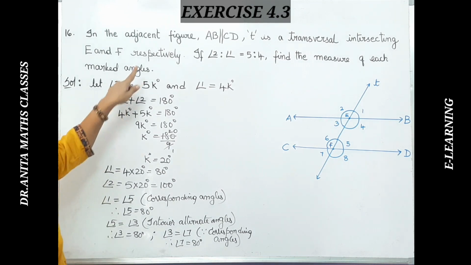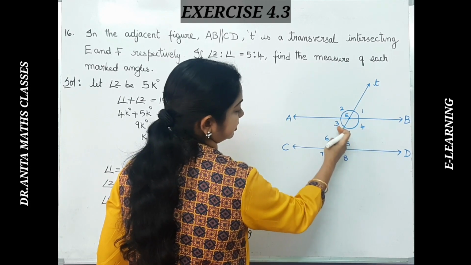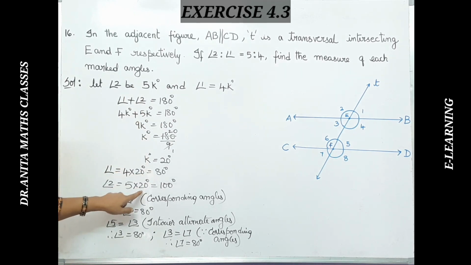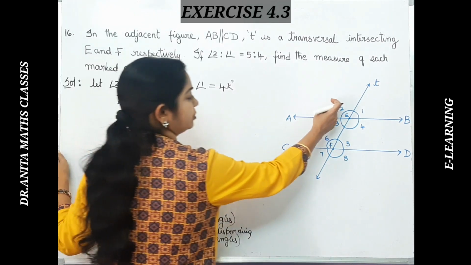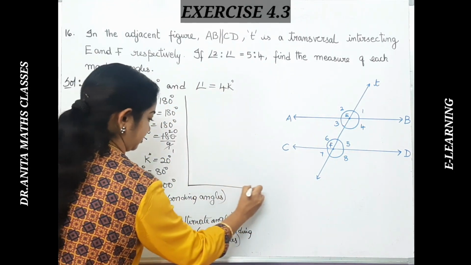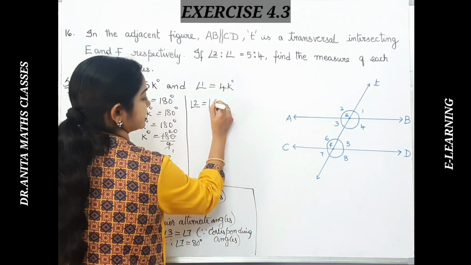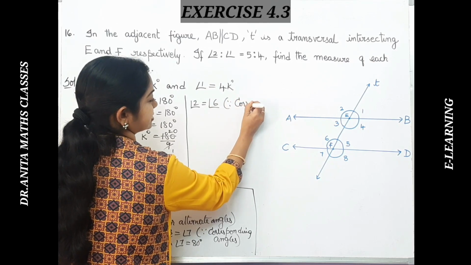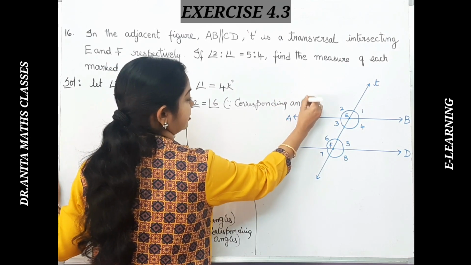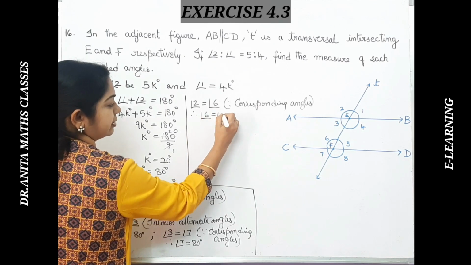We got a few angles. Now we have to find all the marked angles. We got 1, 5, 3 and 7. Now we also know angle 2. Angle 2 equals 5k, that is 100 degrees. Angle 2 and angle 6 are again corresponding, so angle 2 equals angle 6 since corresponding angles. Angle 2 we got as 100 degrees, therefore angle 6 is equal to 100 degrees.